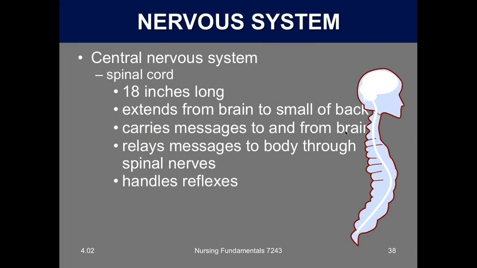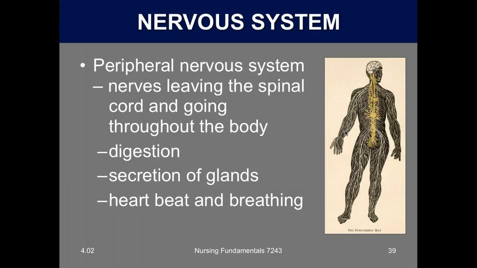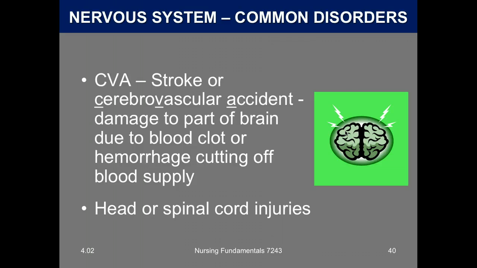The spinal cord is approximately 18 inches long. It extends from the brain to the small of the back. The job is to carry messages to and from the brain. It relays messages to the body through the spinal nerves. It is also responsible for handling reflexes. The peripheral nervous system, the nerves leave the spinal cord and go throughout the body, responsible for digestion, secretion of glands, heartbeat, and breathing.